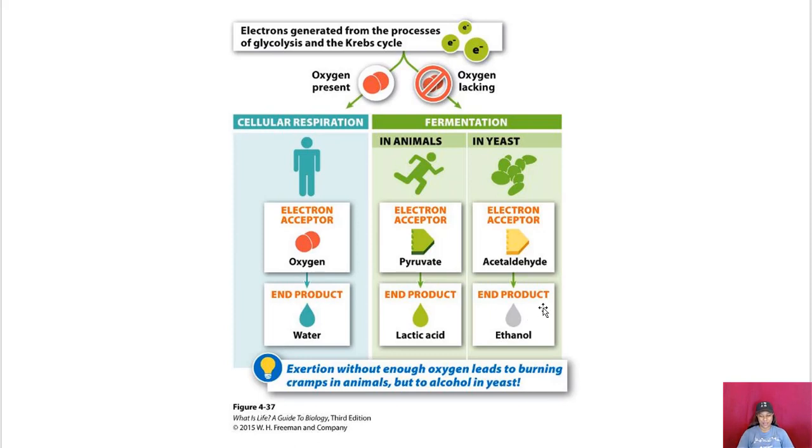And we actually use that knowledge, right? Because when we put yeast with sugar, say we take some grapes, we smash them up, right? We're breaking bonds so we can get down to the glucose. We put our yeast in. They're going to use that. Their electron acceptor, once we cut off the oxygen, is now going to be acetaldehyde. Our end product is going to be ethanol, and we call that wine.